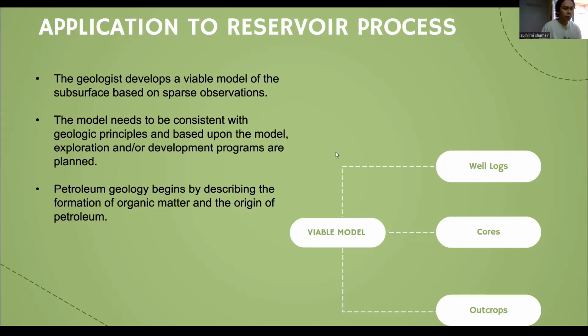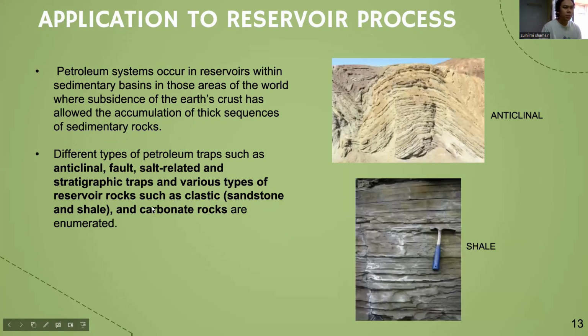As you can see, this is the viable model. There are 3 partitions: well-logs, cores, and outcrops. So this is the application to the reservoir process. The petroleum systems occur in reservoirs within sedimentary basins, in areas where subsidence of the Earth's crust has allowed the accumulation of thick sequences of sedimentary rocks. There are many types of petroleum traps, such as anticlinal, fault, salt-related, stratigraphic traps, and various more.